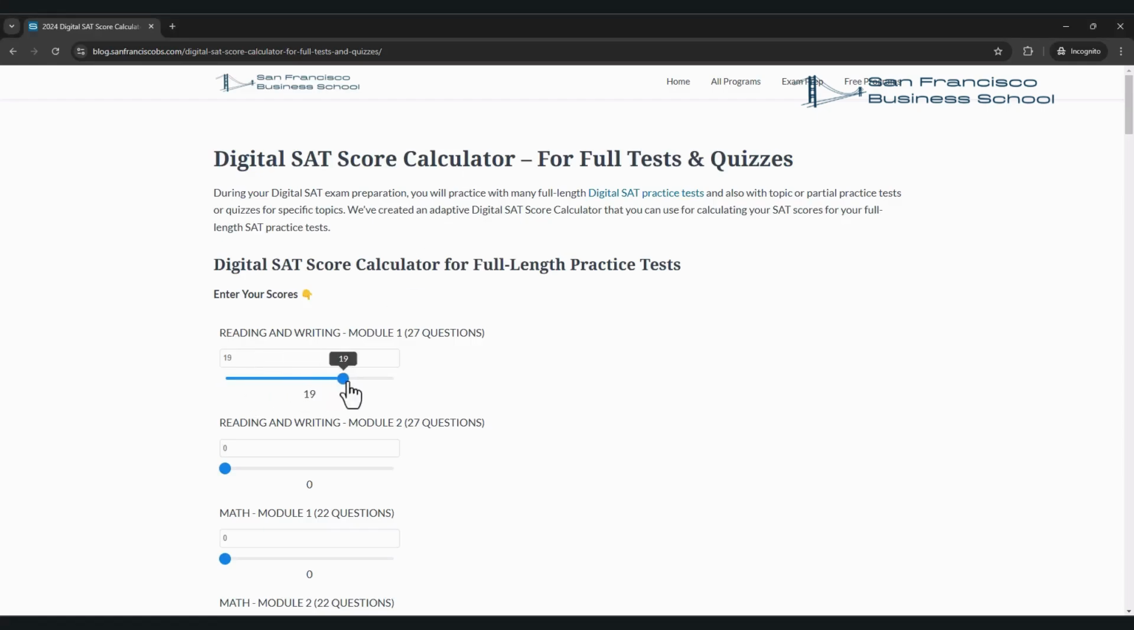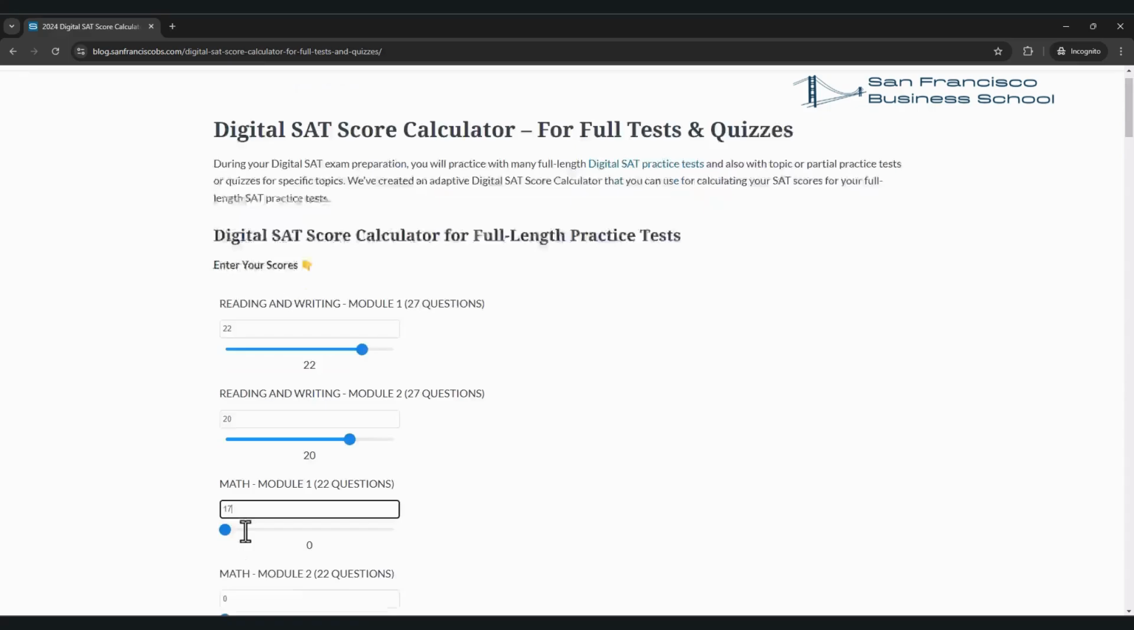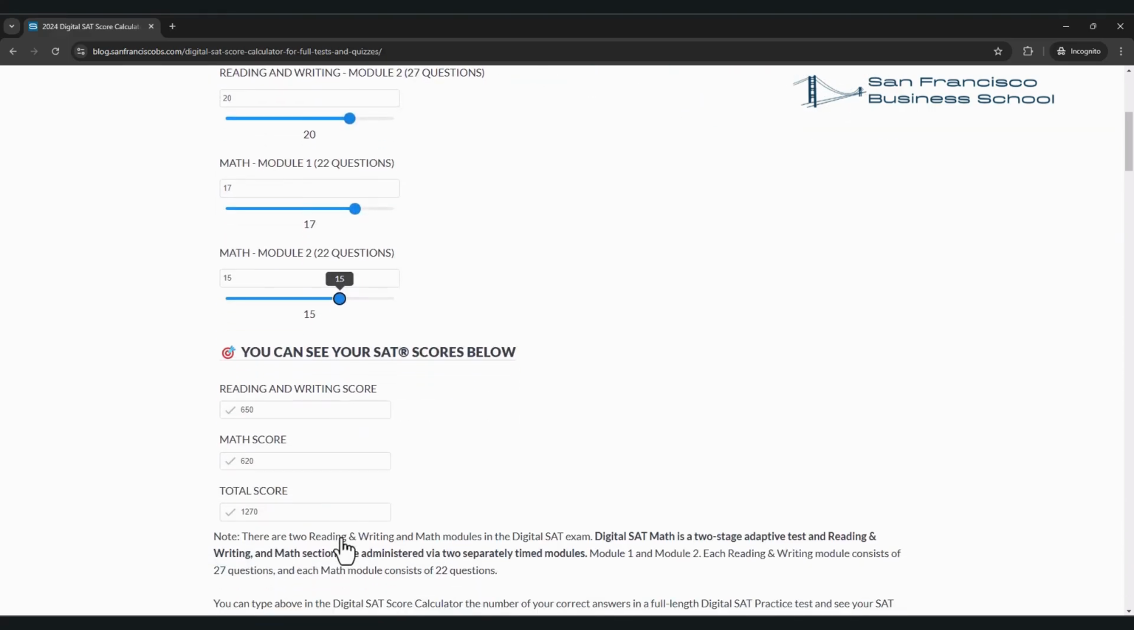You can simply type in or use the slider to mark your number of correct answers in each module. As you can see, the digital SAT score calculator made the score calculation. The reading and writing score for these results is 650, the math score is 620, and the total score is 1270. You can use this calculator to interpret your SAT scores during your SAT exam prep.